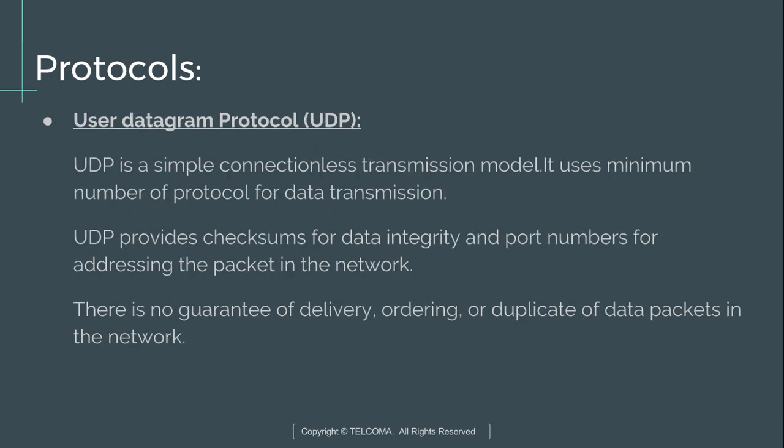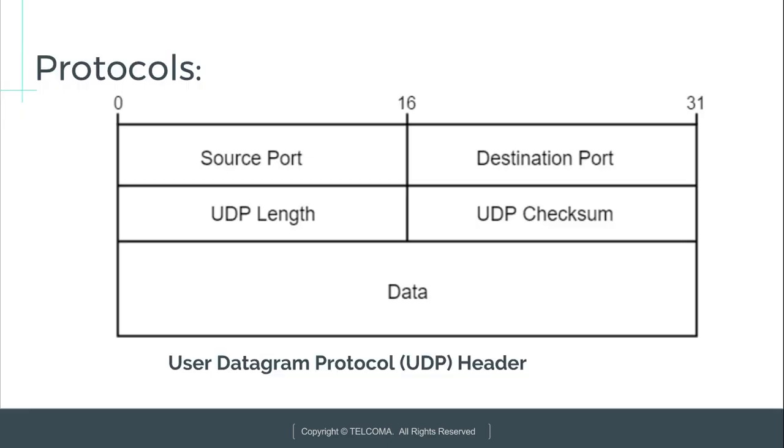Next protocol is UDP, User Datagram Protocol. UDP is a simple connectionless transmission model. It uses a minimum of protocol mechanism for data transmission. UDP provides a checksum for data integrity and port numbers for addressing the packet in the network. But there is no guarantee of delivery, ordering or duplicate protection of data packets. This represents the UDP header, consisting of source port, destination port, UDP length, UDP checksum and data. So let's discuss this.